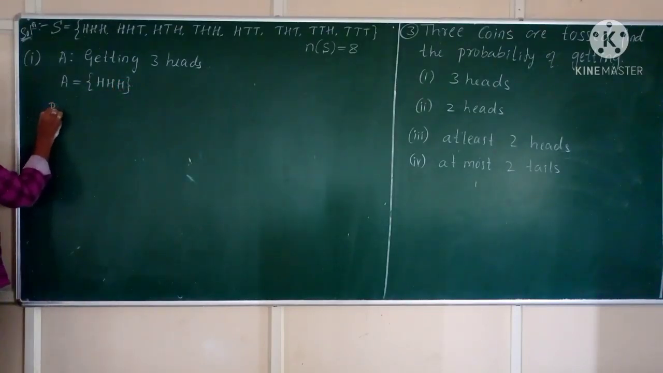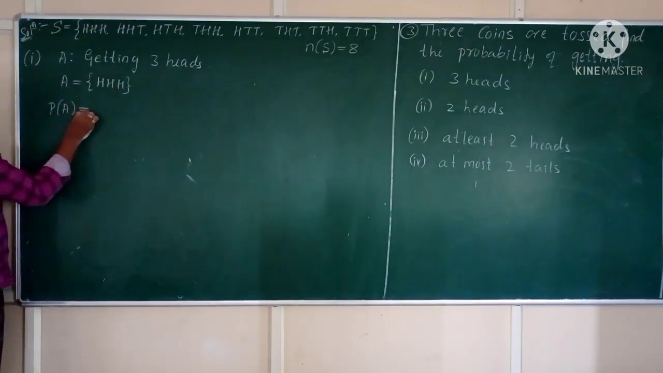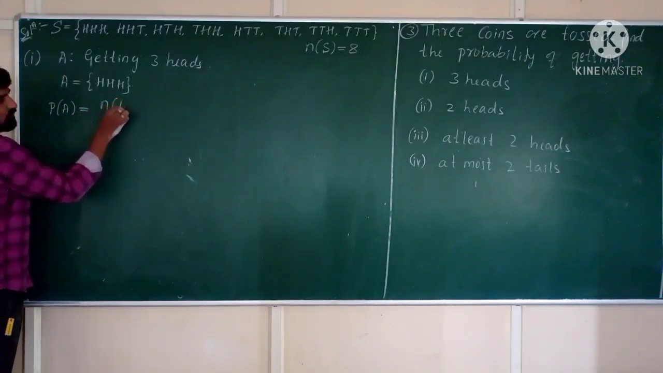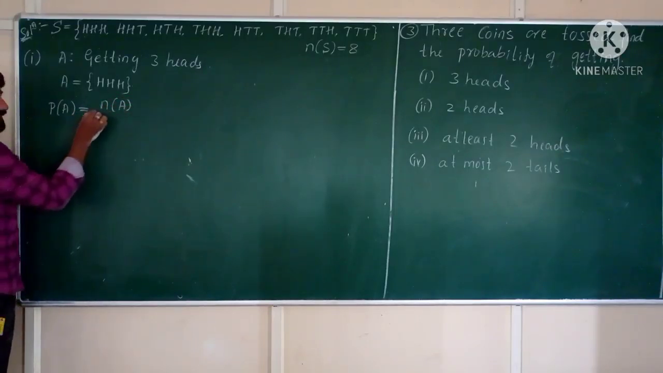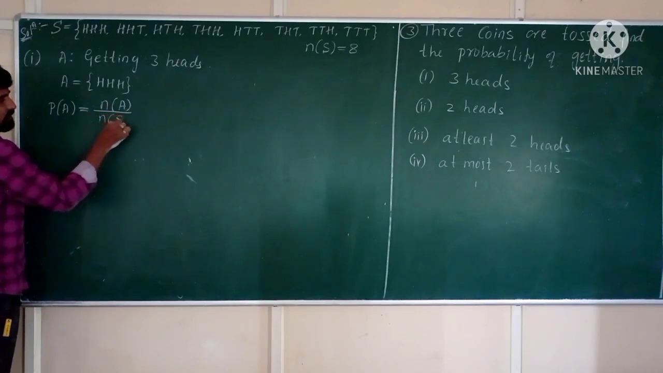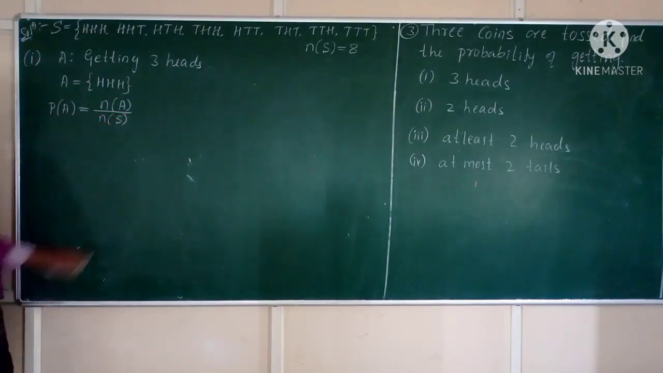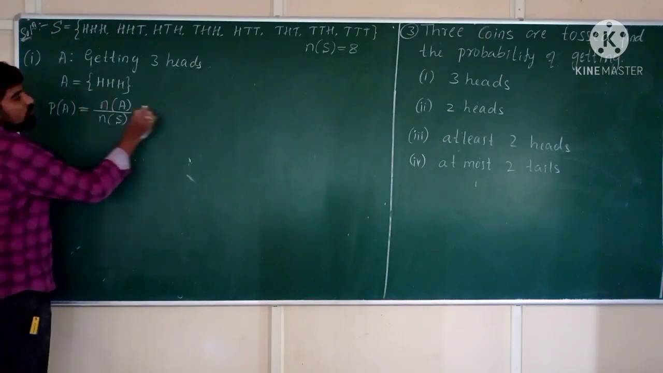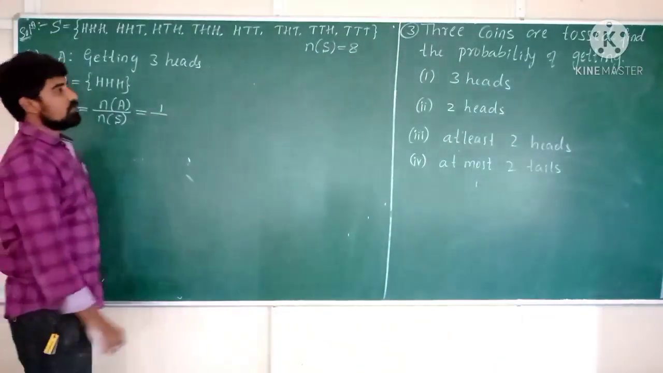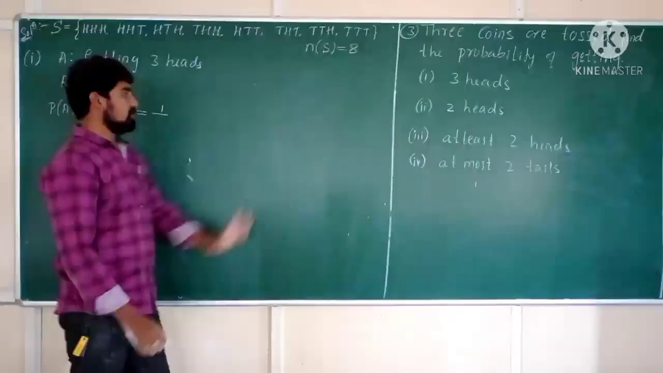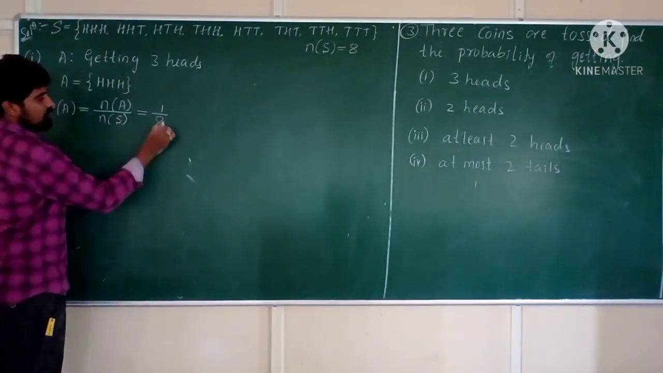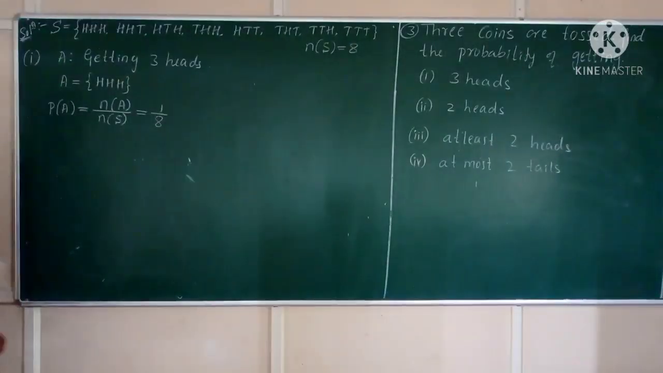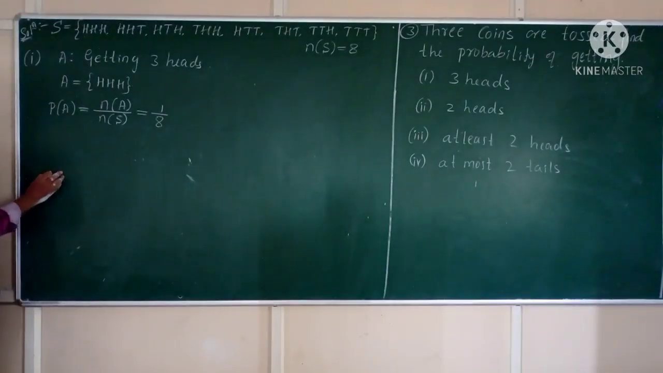And now, the probability of the event A is given by the number of outcomes present in the event A divided by the number of outcomes present in the sample space. The number of outcomes present in the event A is 1, and the total number of outcomes present in the sample space is 8. So 1 by 8 is the probability of getting 3 heads when a coin is tossed thrice.